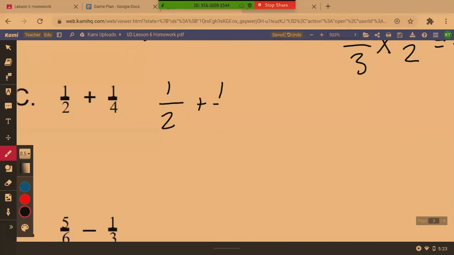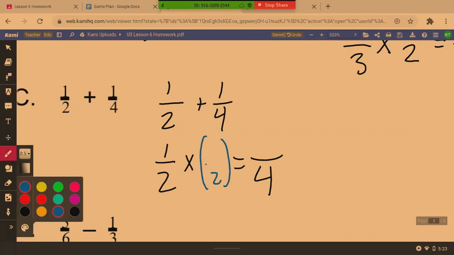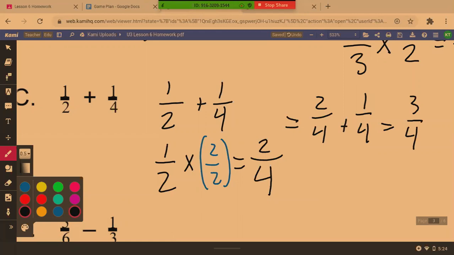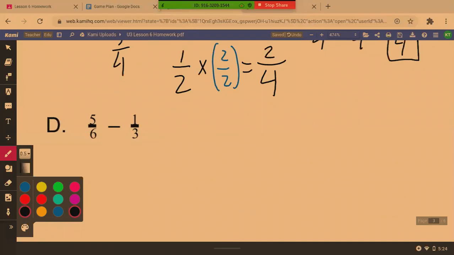1/2 plus 1/4. Now I can't add these because there's not a common denominator. So I need to manipulate 1/2 so that it can have the common denominator of 4. So 1/2 times what? So 2 times what equals 4? 2. So 1 times 2 equals 2. And now I have our new manipulated version. 2 over 4 plus 1 over 4 equals 3/4. Not too bad. All right, let's go down to our next one.